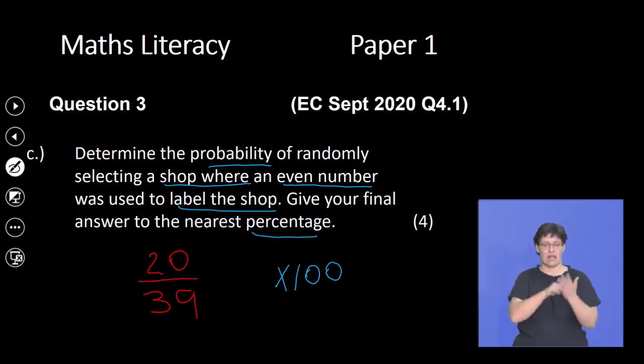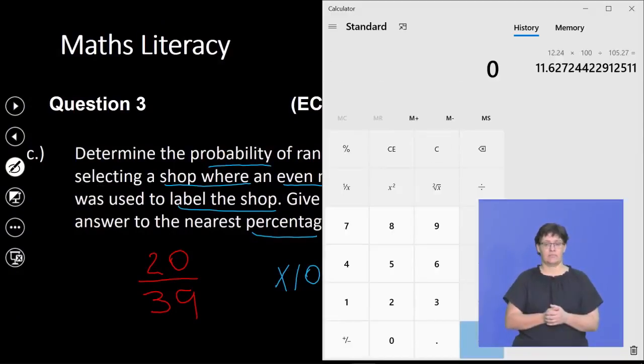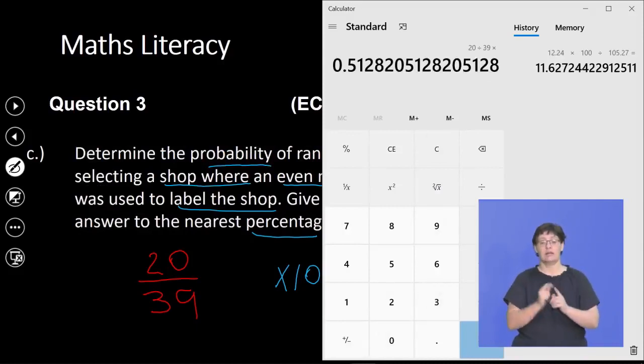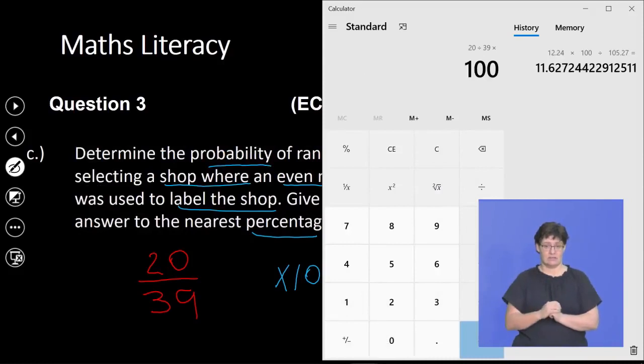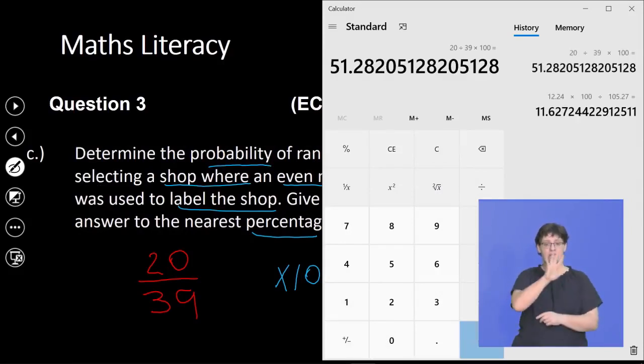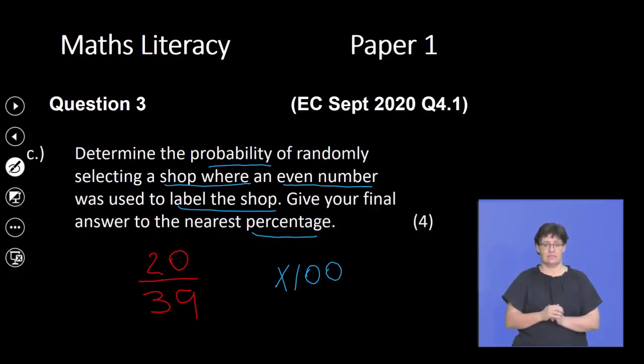And I'm going to take that and times by 100. Get my calculator out. So I've got 20 divided by 39 and times by 100. And I get an answer of 51.28. So my answer is 51.28%. And then the question had something else added to it.